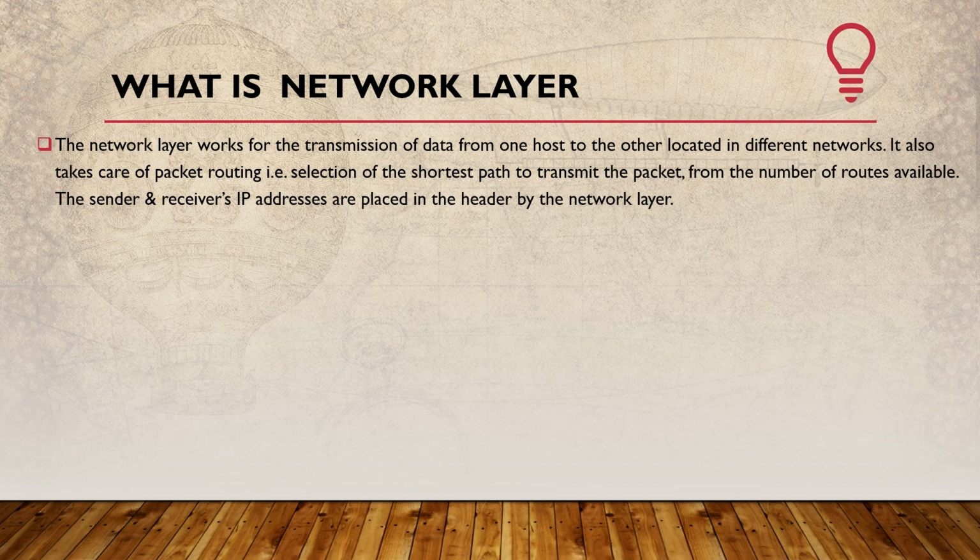Under the network layer, the routing protocols and all those things are managed. In the network layer, the IP header will have the details of the sender address and receiver address. All those things are placed in the header by the network layer. For example, it selects the shortest path to transmit the packet, and the number of routes available. There will be multiple paths from India to Paris. Based on the routing protocol which I have configured, the routing will take place.